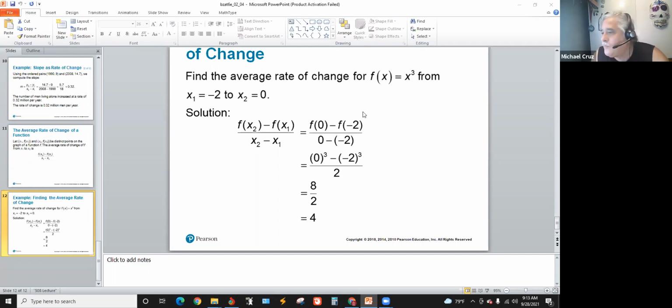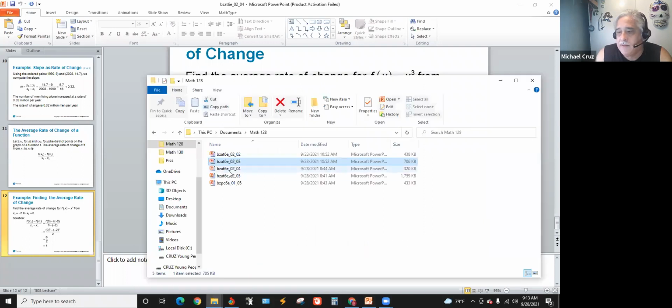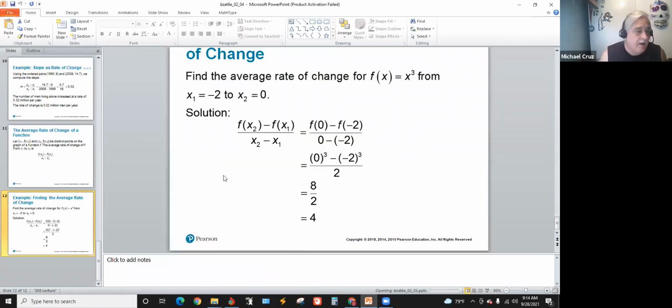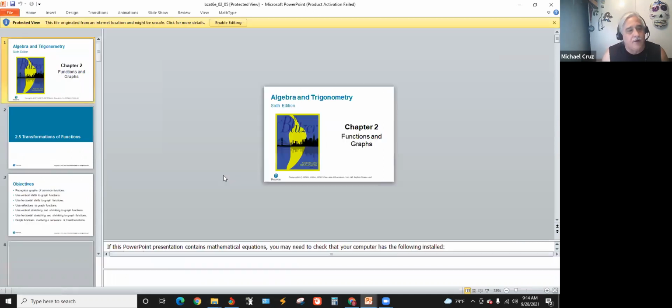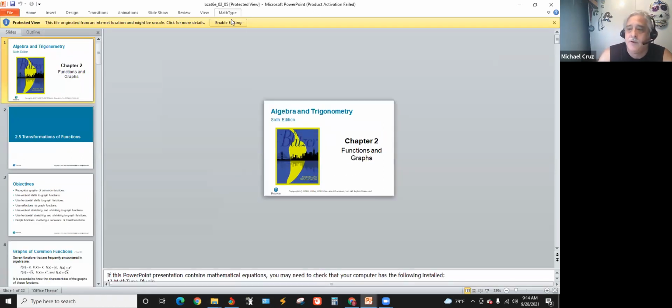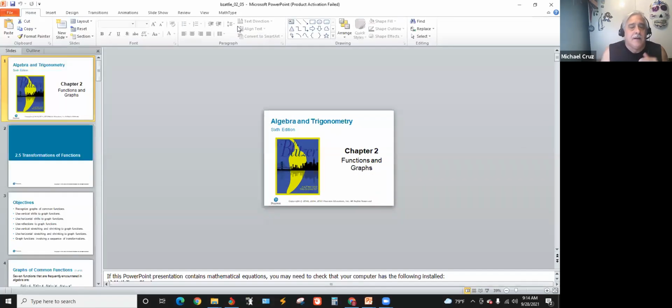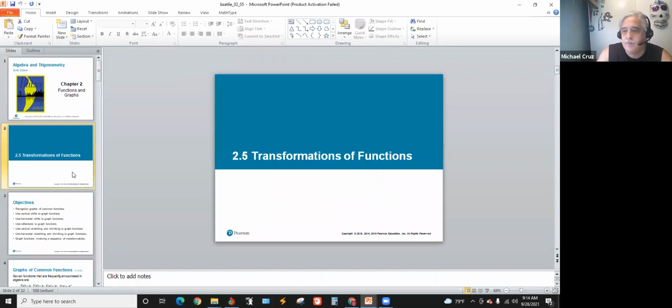All right, so let's go over this 2.5 thing. This is the main thing we wanted to look at today. Like I said, it's not really anything we can do in regard to calculations. What we're just going to do is see how making certain changes to a function will transform it, in a sense. So 2.5 is transformations of functions.